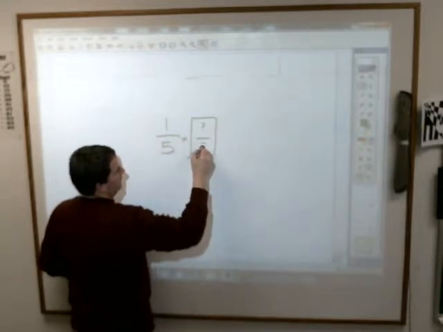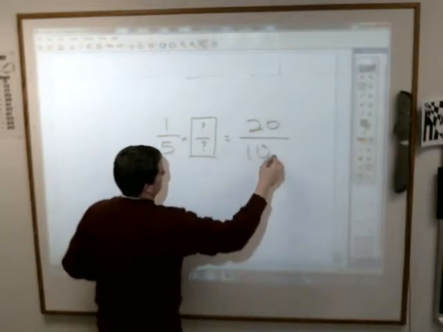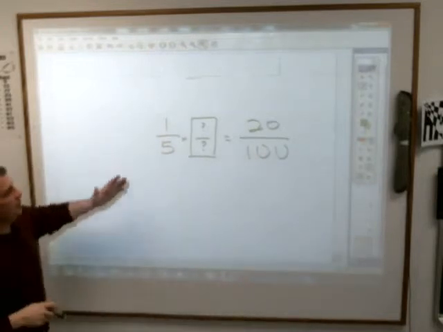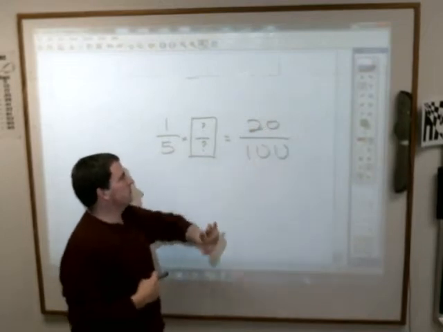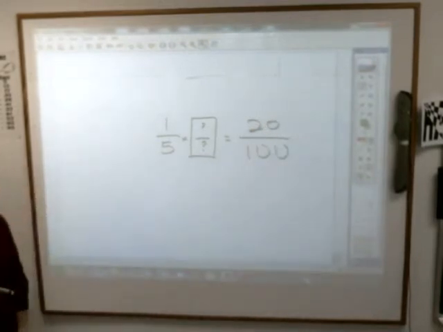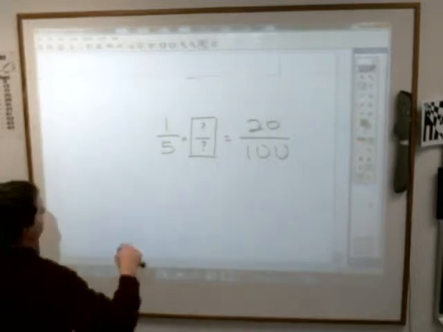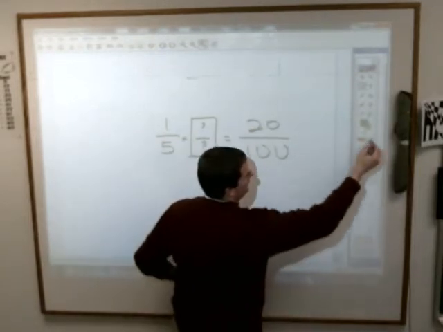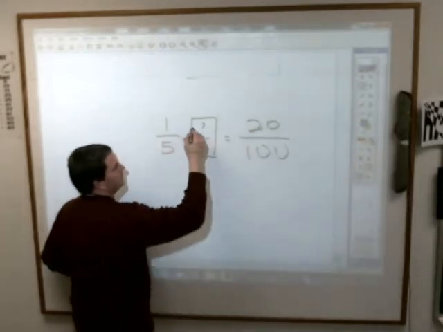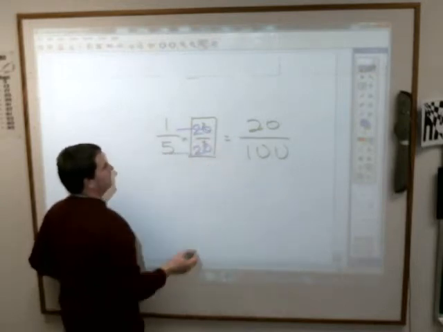I'll put a question mark and a question mark here. They'll say 1/5 times what fraction gives you 20 over 100? And what would you write for that, do you suppose? What would you multiply 1/5 by to get 20 over 100? What numbers would go in this fraction here? 20. Yeah. You would put 20 there and 20 there, because 1 times 20 is 20 and 5 times 20 is 100.